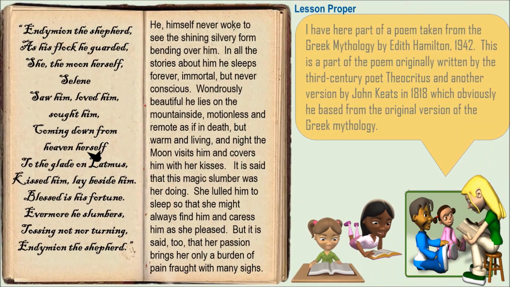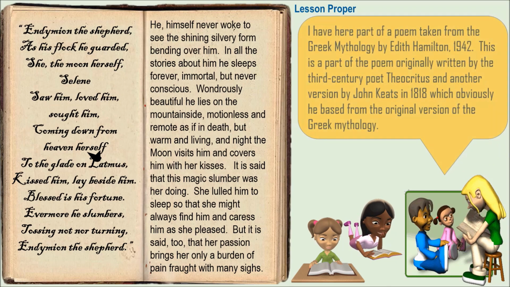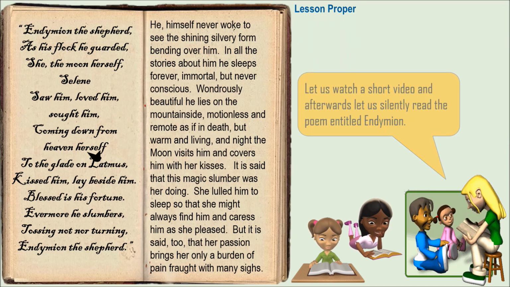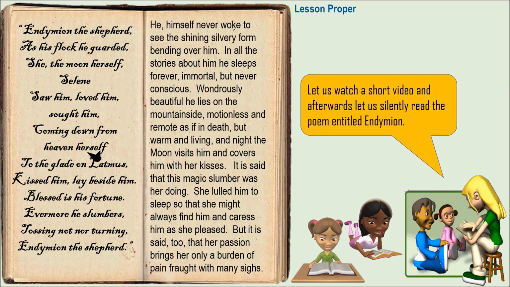I have here part of a poem taken from the Greek mythology by Edith Hamilton, 1942. This is a part of the poem originally written by the 3rd century poet Theocritus, and another version by John Keats in 1818, which obviously he based from the original version of the Greek mythology. Let us watch a short video, and afterwards, let us silently read a poem entitled Endymion.